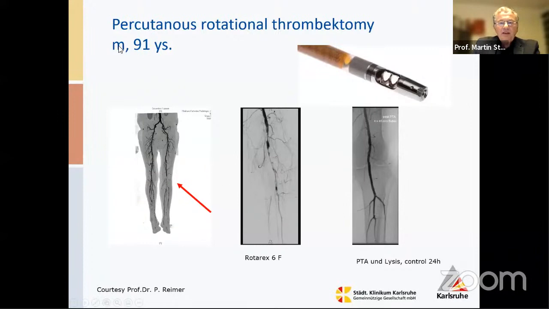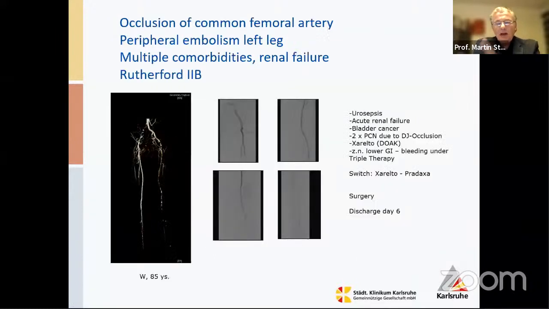This is another case, 91 years old. Patients are getting really old nowadays. You see complete occlusion of the popliteal artery with very poor collateralization, very acute. It was treated with a Rotarex that went through to the third popliteal segment, in addition with PTA and lysis after 24 hours, but it could be completely reopened. In a patient of that age, the older the patient gets, the less invasive we want to be. So actually, this is a standard treatment nowadays, to use aspiration or the Rotarex system or another system for thrombus fragmentation and aspiration.